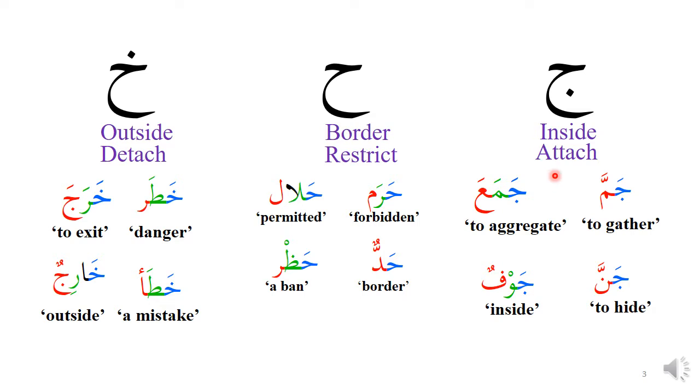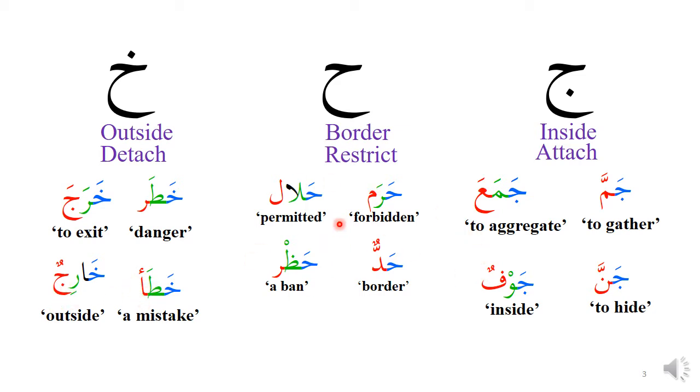And another meaning which I have also discussed is the meaning of attach. So Jim would mean to attach something, for example jamma or jama, which means to aggregate or together, and the Kha would be the opposite, to detach, such as kharata. And then this outside, you can see in this word kharaja, which I have already discussed, and then kharata, which is danger. Kha is from detach, correct way, detach from correct way, so that would be a danger if you are outside the correct way. Then khataun is a mistake, so detach from correct reason, and kharij means outside.